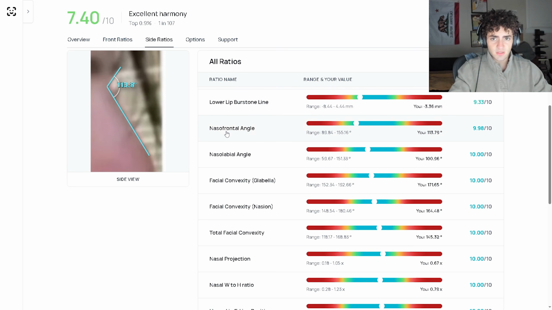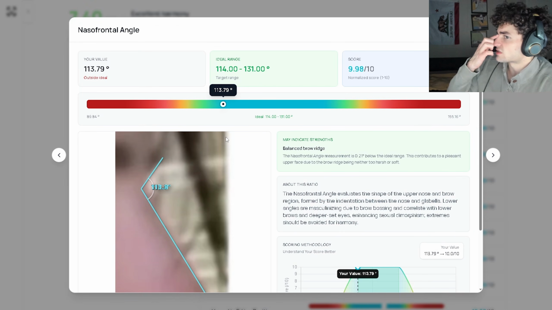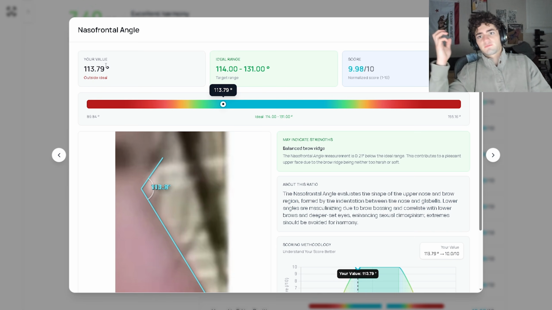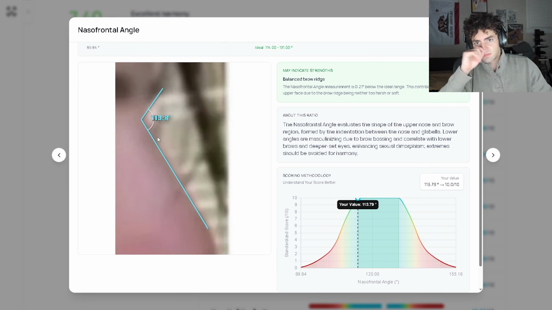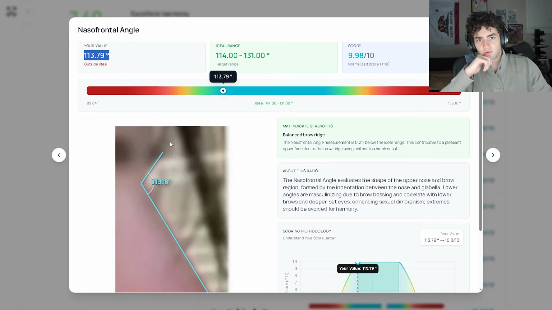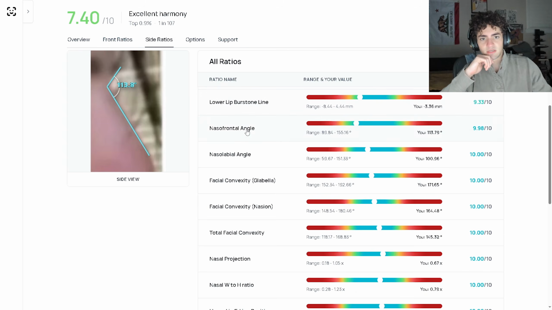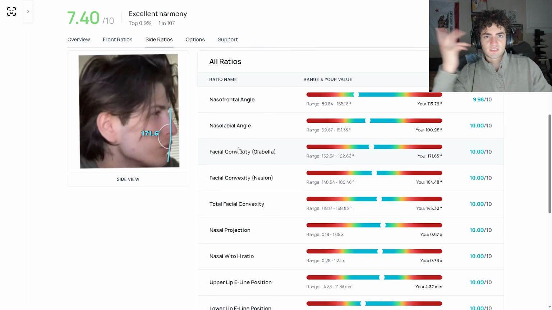Next, nasofrontal angle. This is measuring the acuteness or obtuseness of this. You typically want it to be from 114 to 131. Basically, this is 114. It's on the more acute end here because of the angle of the photo. I would probably say it's more obtuse in real good photos, but it's still probably in the ideal range, so I'll give it to him. Facial convexity, just measuring how convex or flat the profile is relative to the glabella, which is right over here. He gets a really good score on that.